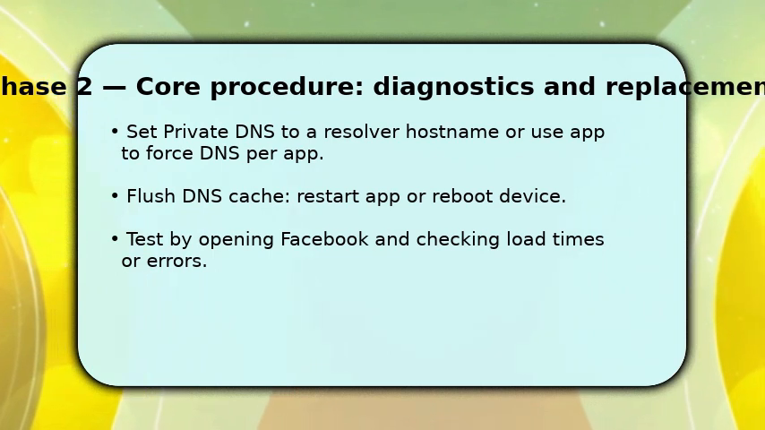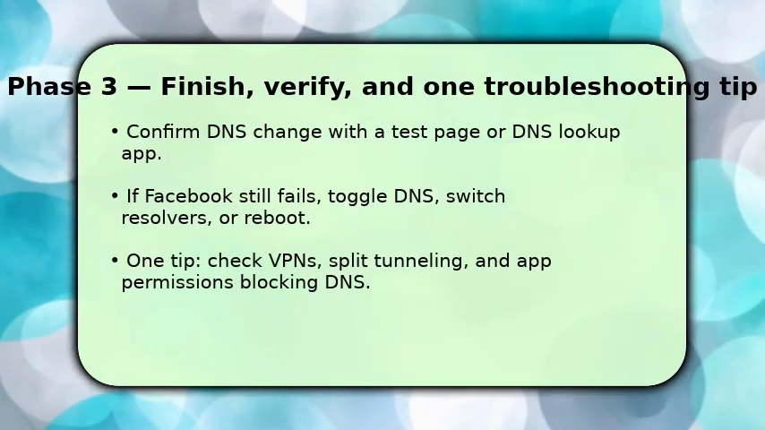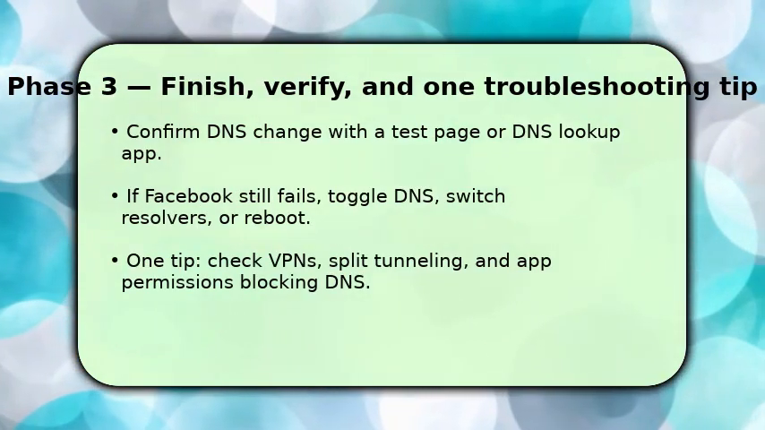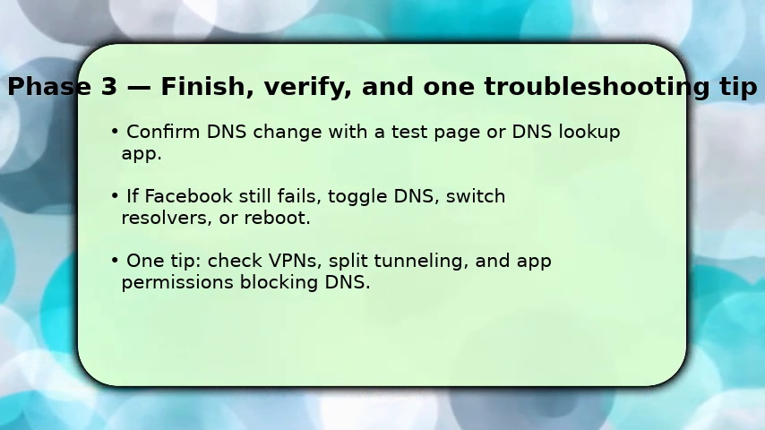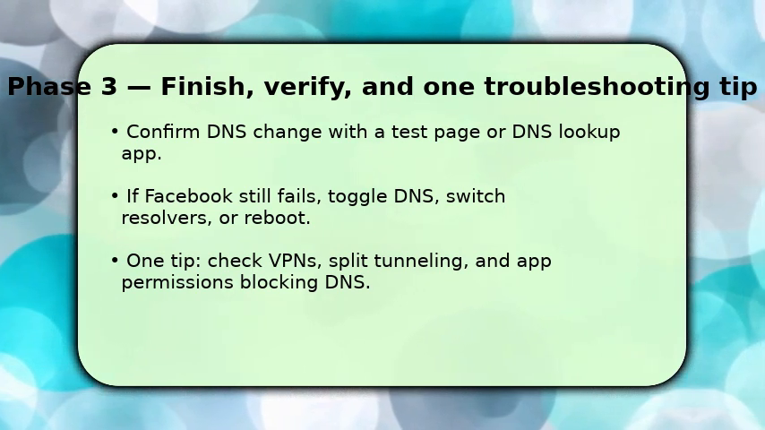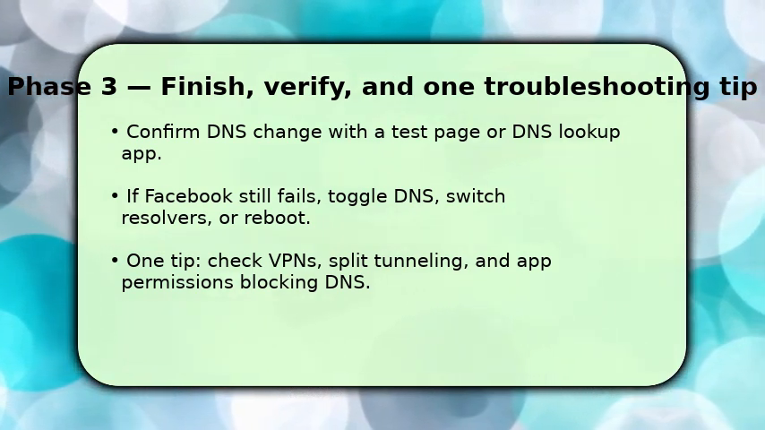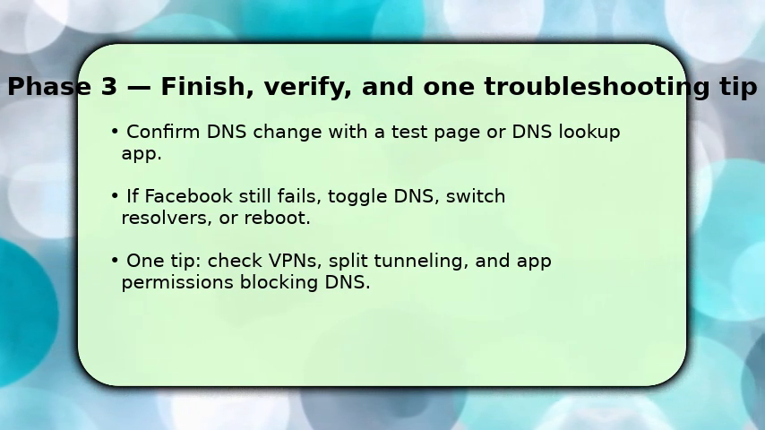You finish by verifying the change. Use a DNS lookup app or a test page to confirm queries resolve via the new DNS. If Facebook still has issues, toggle private DNS off and on, switch to another resolver, or fully reboot the device to clear stubborn caches. Make sure no VPN or security app is overriding DNS, and check app permissions.